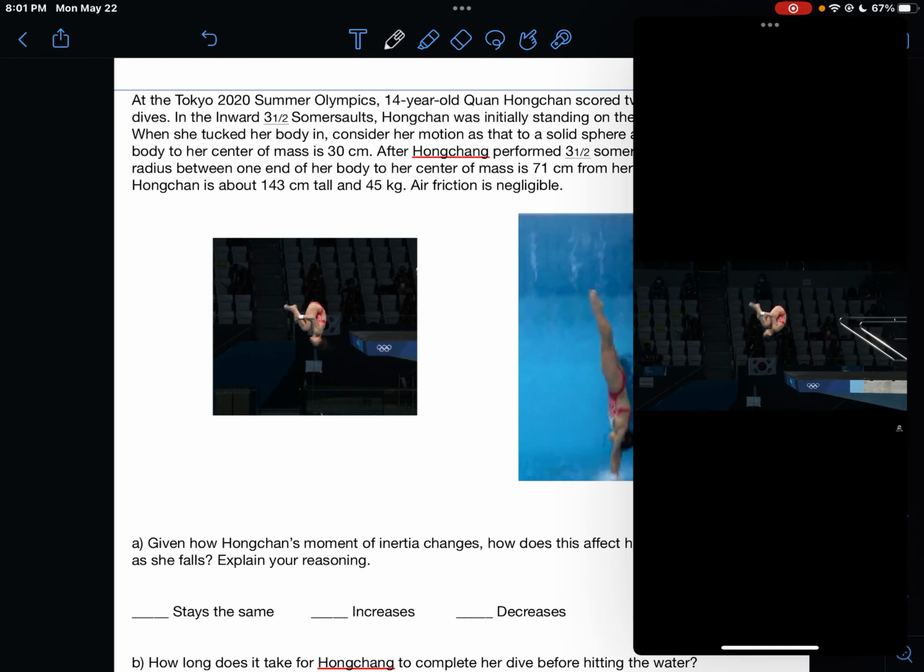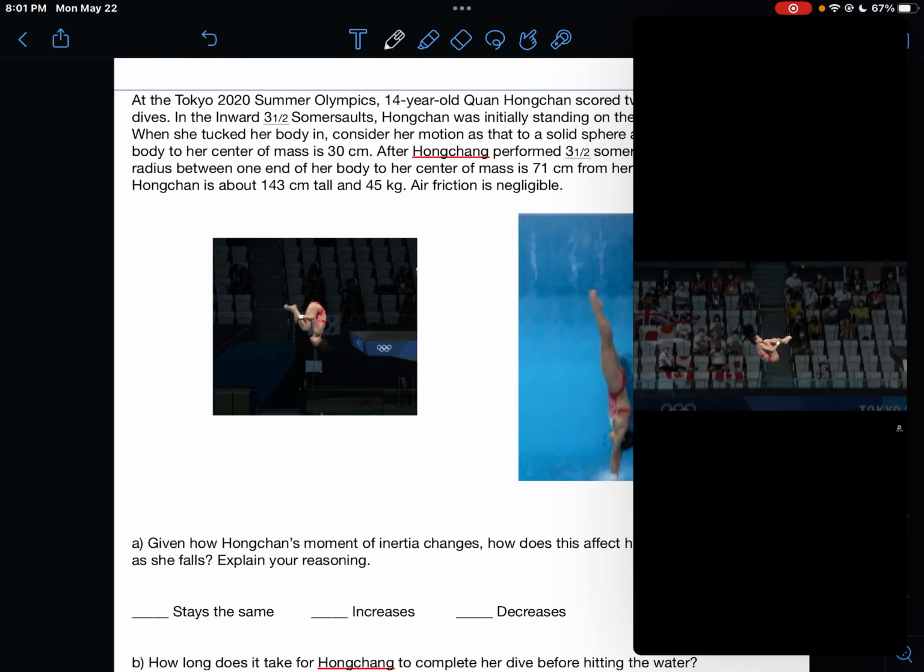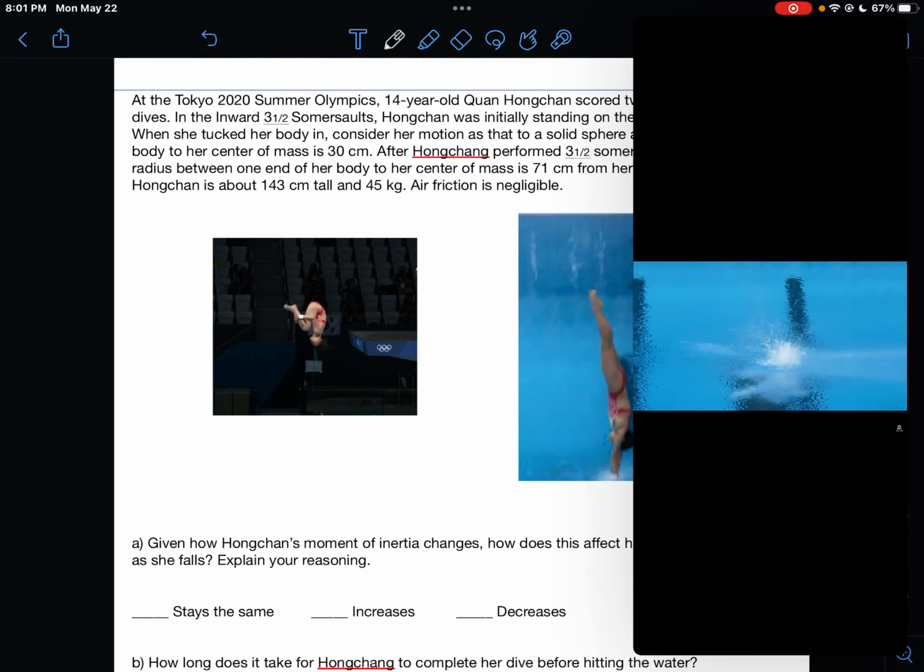Assertive. There. Completing 2 somersaults as she passes the 10-meter platform.